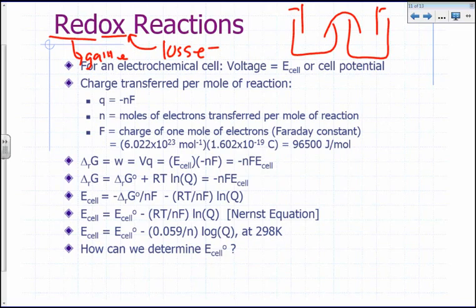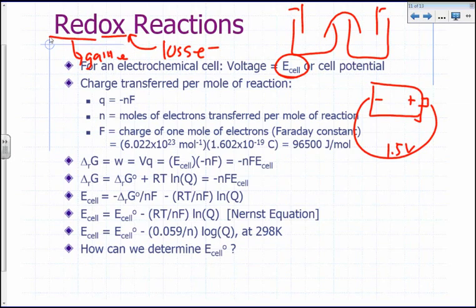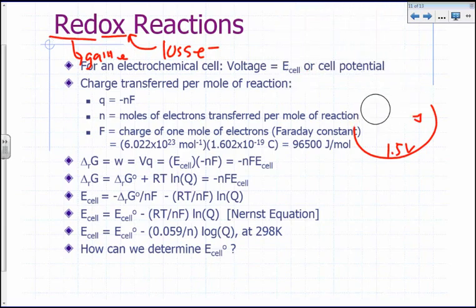The voltage that you measure is called your cell potential. And if you remember, your everyday household battery is an example of an electrochemical cell. So you have a negative and a positive terminal, and the voltage between those two is about 1.5 volts. That's an example of an electrochemical cell. Now, the cell potential allows us to determine delta G for the reaction.